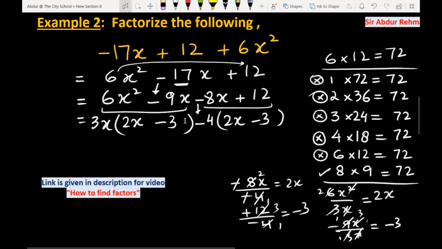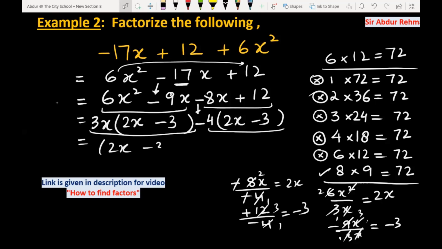Make sure these two brackets are the same. This is 2x minus 3 and it is also 2x minus 3. Now proceed to the last step by taking the common factor from these two terms. 2x minus 3 is common here. Write down 2x minus 3 and the remaining part will be 3x minus 4. These are the factors of 6x squared minus 17x plus 12.